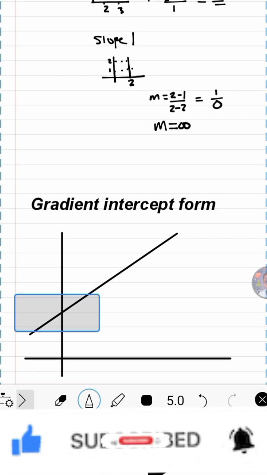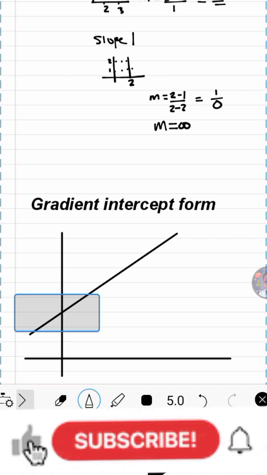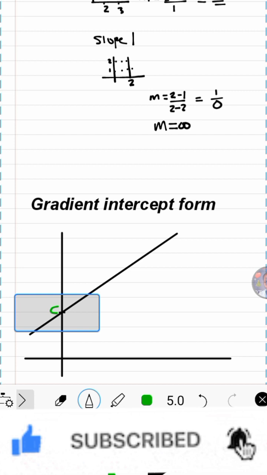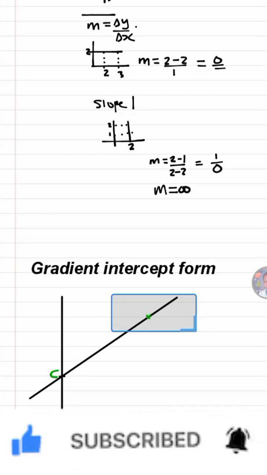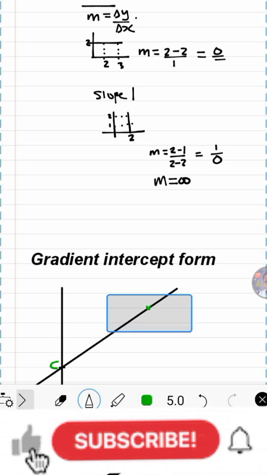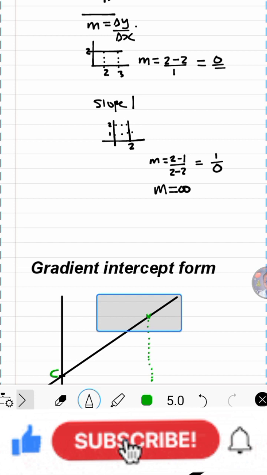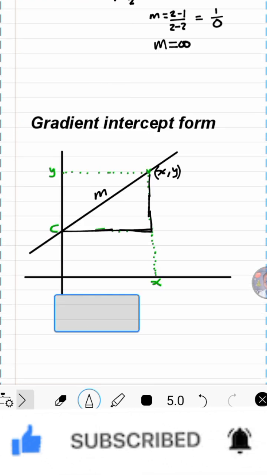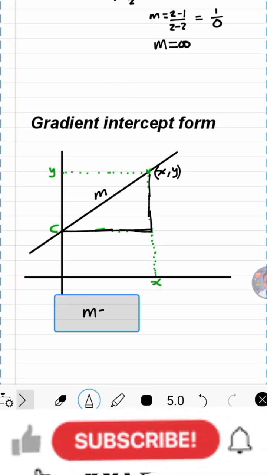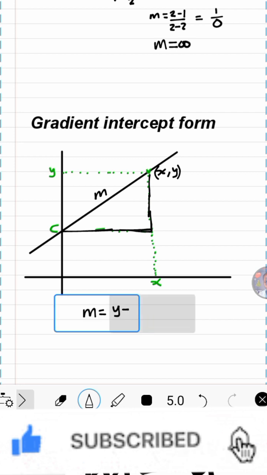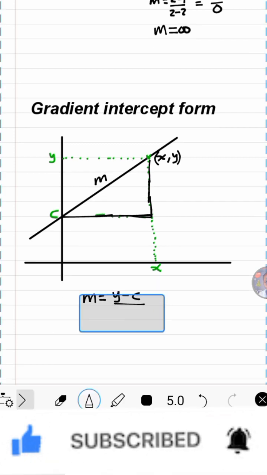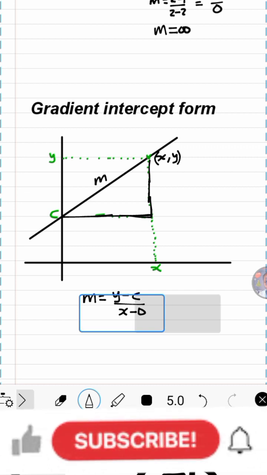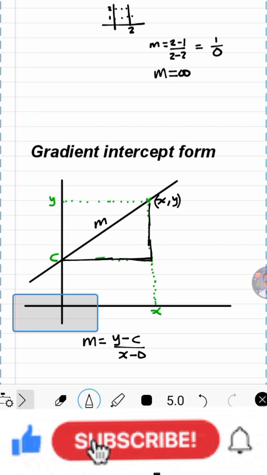Gradient intercept form. Take, for instance, we have a line that passes through a particular point on the y-axis, and let's call that point C. So this is point C, and let's select another point here, and let this point have a coordinate of (x, y). From the definition of slope, slope is equal to change in the vertical axis over change in the horizontal axis. So the change in the vertical axis for this graph is going to be y minus c over x minus 0, because the coordinate of this particular point is (0, c).